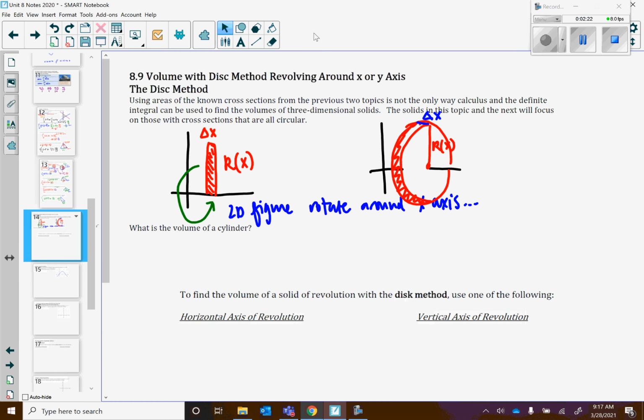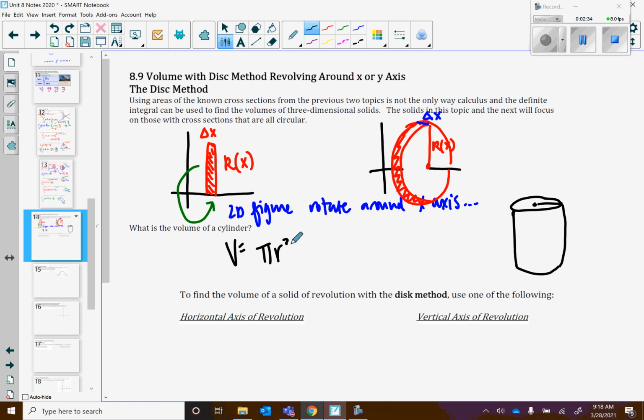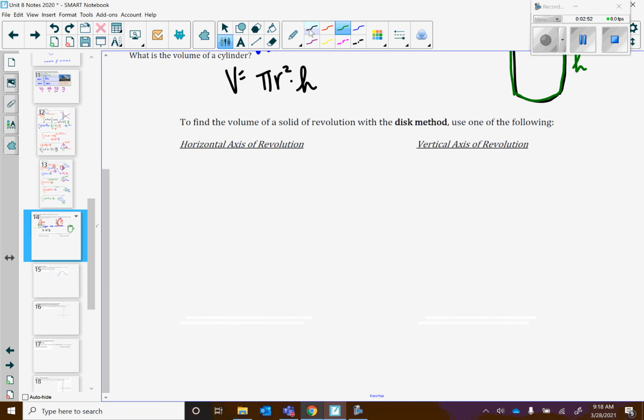So let's talk about then the volume of a cylinder. So here's a cylinder. I didn't do a very good job of drawing that. But the volume of a cylinder is pi r squared times the height, right? Because we're finding the area of this circle, pi r squared, and then we are doing as many copies as this height of the cylinder. That is the idea behind our volumes of revolution. Let's look at what it means for a horizontal axis of revolution and a vertical axis of revolution.